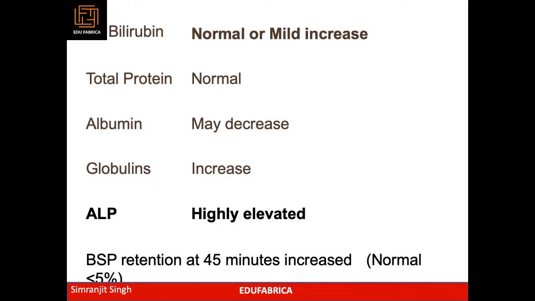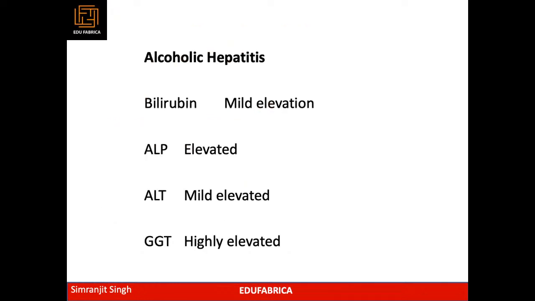Bilirubin is normal or mildly increased. Total protein is normal, albumin may decrease. Gamma globulin is increased, ALP is highly elevated. The retention time would be 45 minutes. In alcoholic hepatitis, bilirubin will show mild elevation, ALP will be elevated, ALT will be mildly elevated, and GGT will be highly elevated.